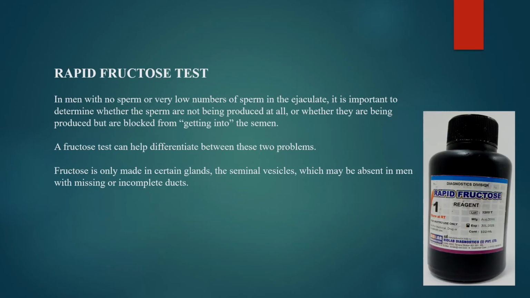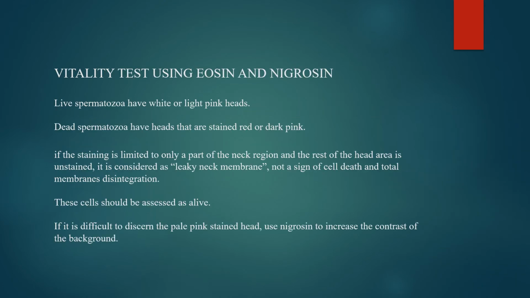Now the rapid fructose test in men with no sperm or very low numbers of sperm in the ejaculate. It is important to determine whether the sperm are not being produced at all, or whether they are being produced but are blocked from getting into the semen. A fructose test can help differentiate between these two problems. Fructose is only made in certain glands, the seminal vesicles, which may be absent in men with missing or incomplete ducts.